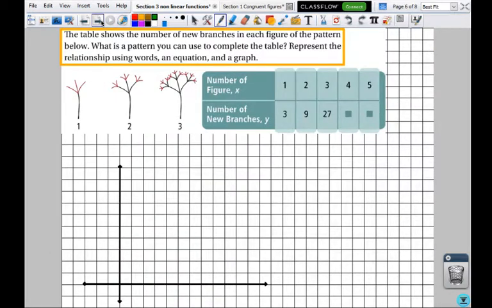All right, so on this next one, we're gonna change it around. We're not gonna do equation or graph. We're just gonna fill out the table. So, look at your table here, which is kind of based on this picture. Figure out what the pattern is.